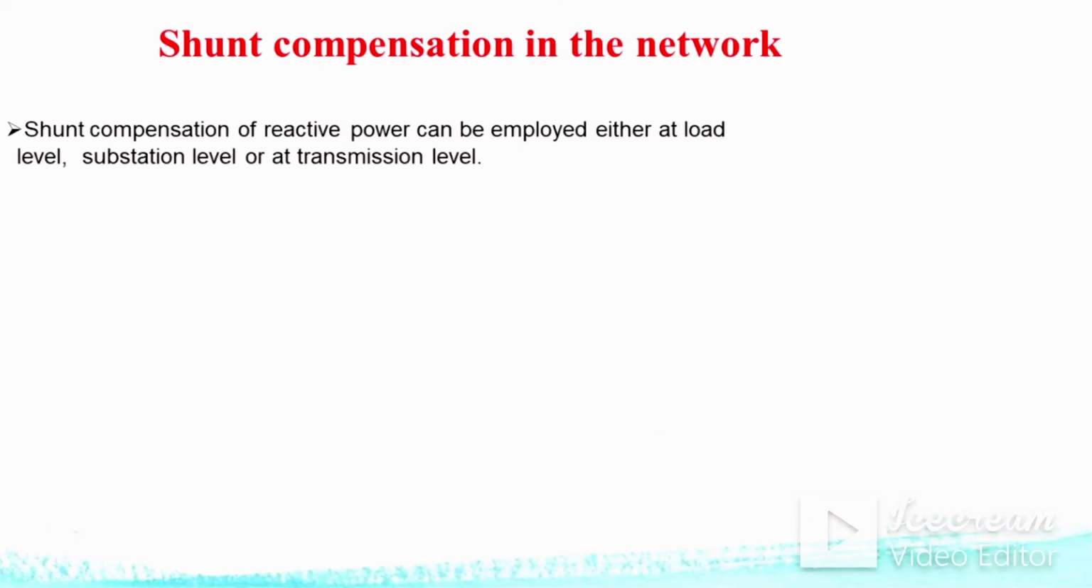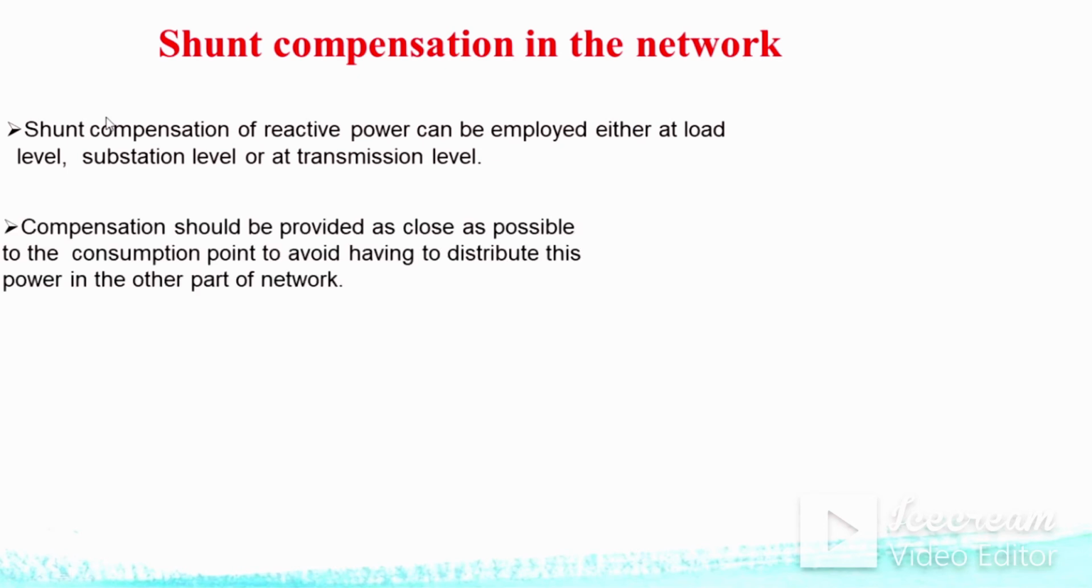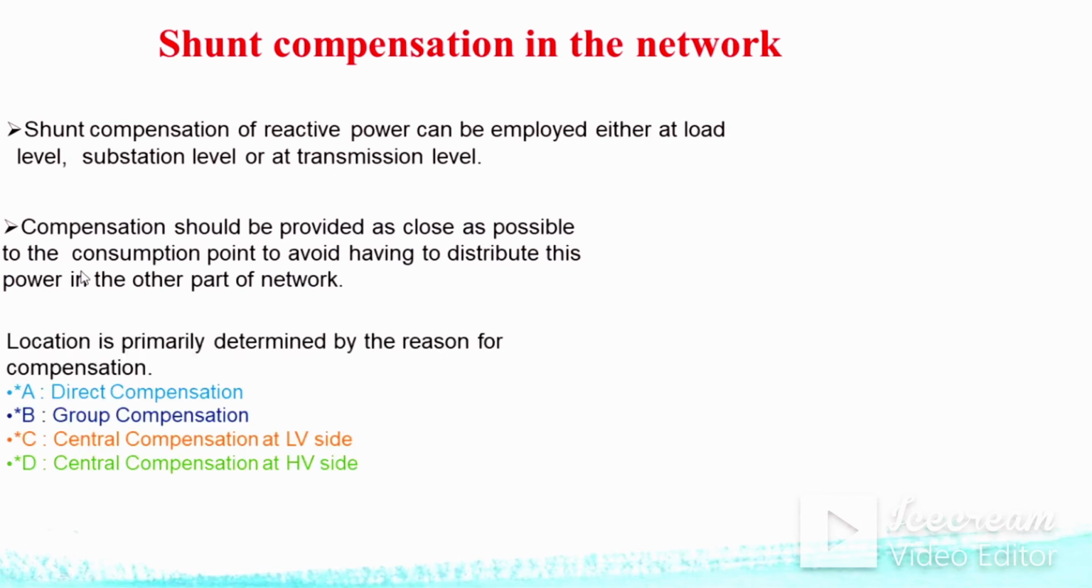Shunt compensation network can be employed either at the load level, substation level, or at the transmission level. So all three stations can employ this shunt compensation in the power system network. The compensation should be provided as close as possible to the consumption point, in order to avoid distribution of the power to any other part of the network.